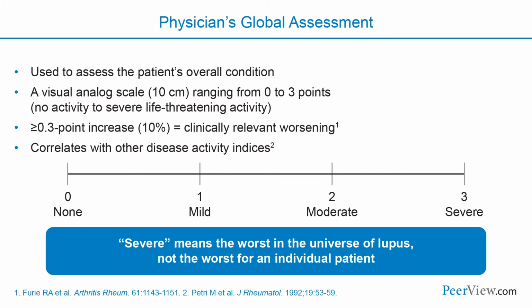Moderate might be a urine protein creatinine ratio of 1 gram per day. Severe might be a platelet count of 5,000 with the patient actively bleeding and admitted to the ICU. This is a scale where 3 is the worst possible in the universe of lupus. Remember that things that aren't due to active lupus, like chronic fatigue and chronic pain, are not counted.